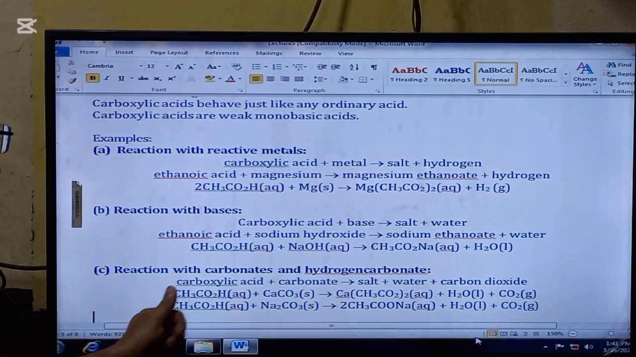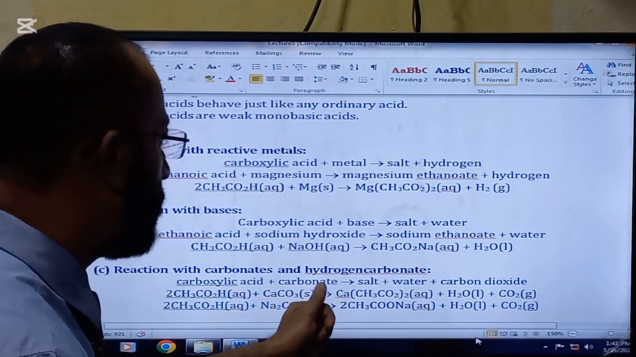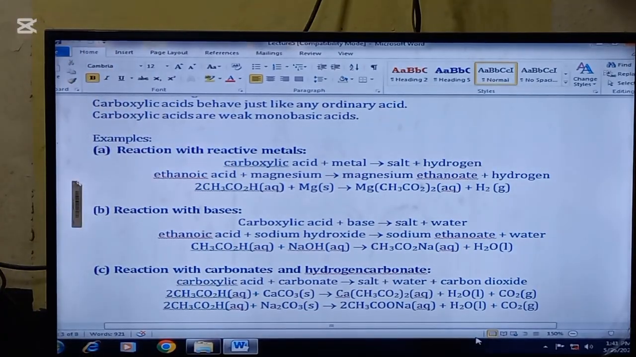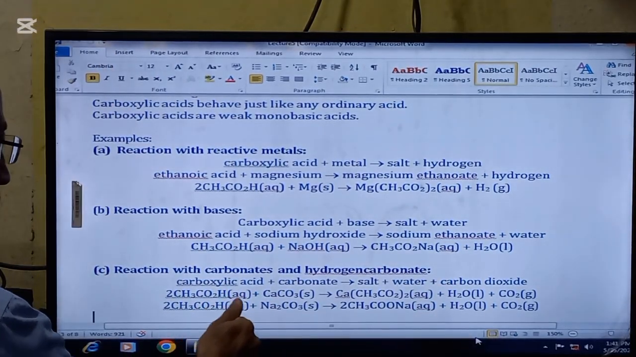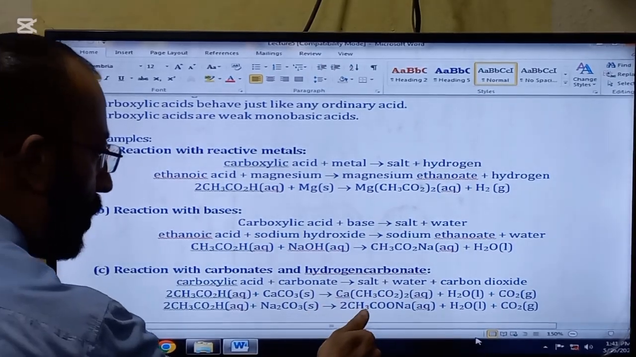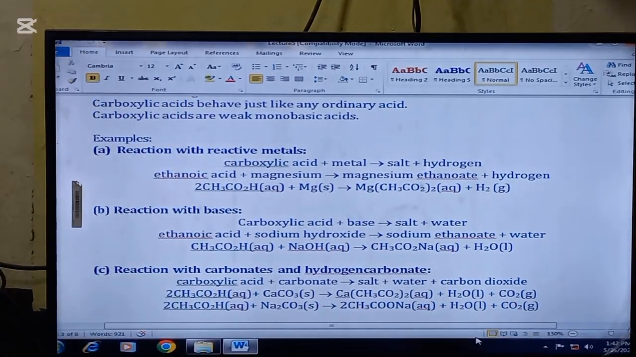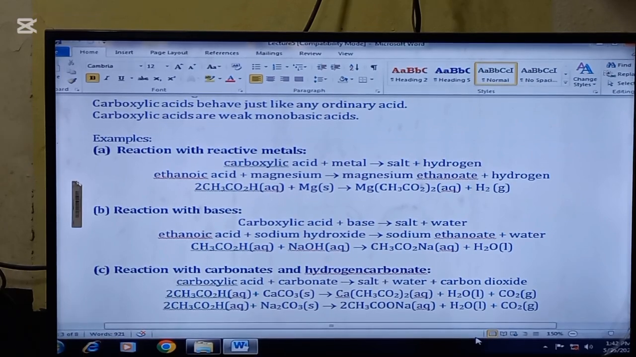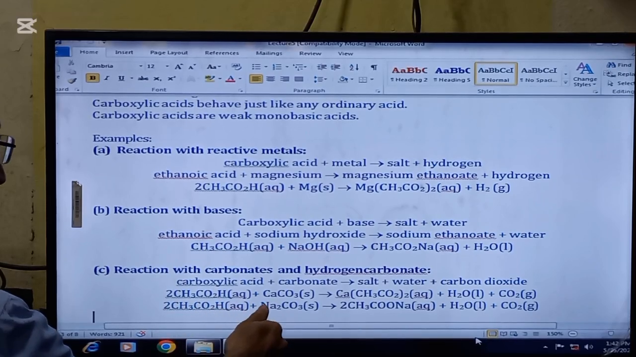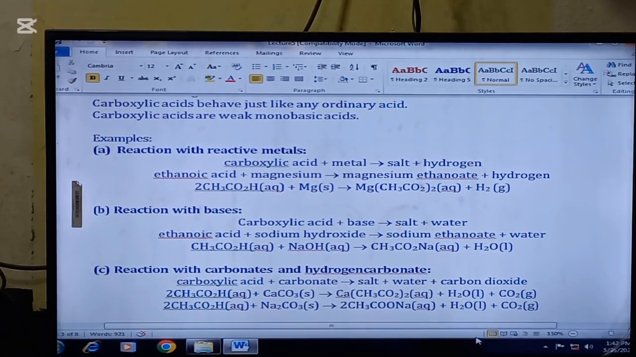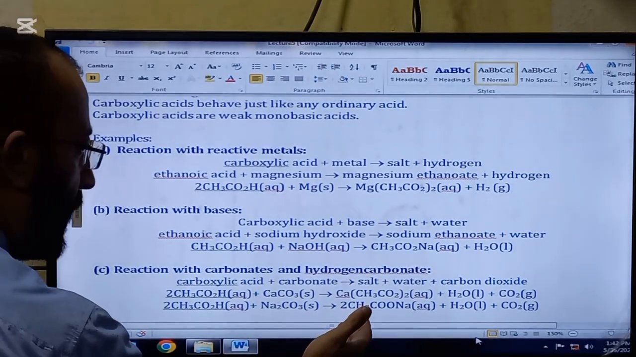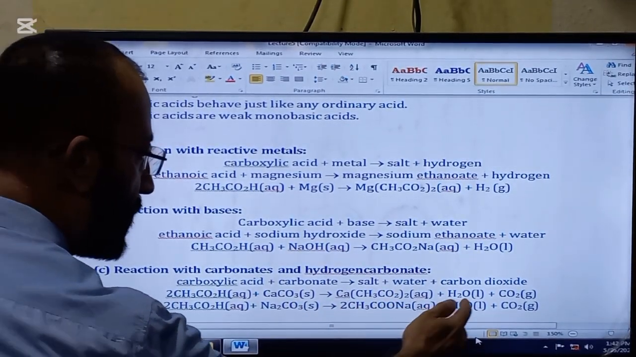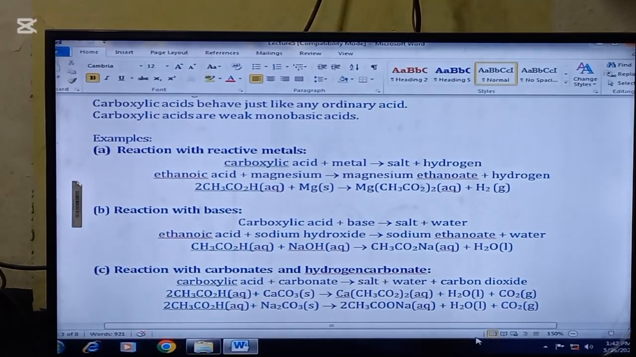Next reaction is with carbonates and hydrogen carbonates. Descriptive equation is carboxylic acid reacting with carbonate forms salt, water and carbon dioxide. And here are two reactions. For example, CH3COOH reacting with calcium carbonate forming Ca(CH3COO)2 plus H2O plus CO2. Likewise, sodium carbonate will react with it.